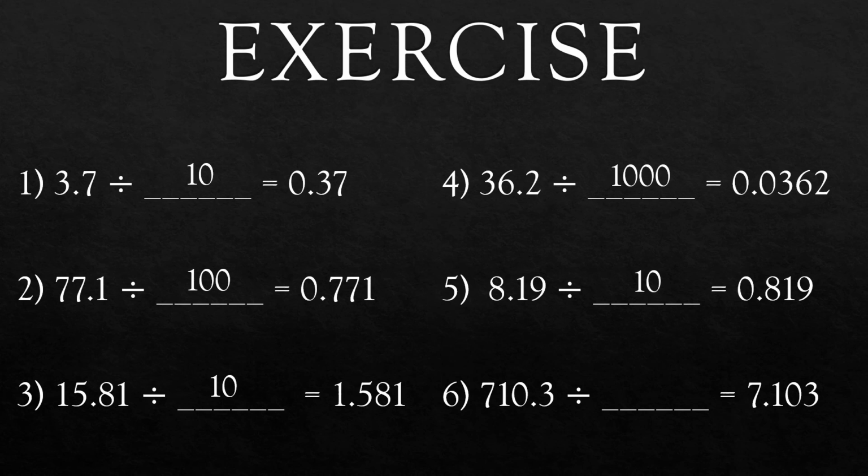Question number 6. 710.3 divided by dash is equal to 7.103. How many places will you shift in 710.3 to get 7.103? 2. So what will you divide? Yes, the answer is 100.